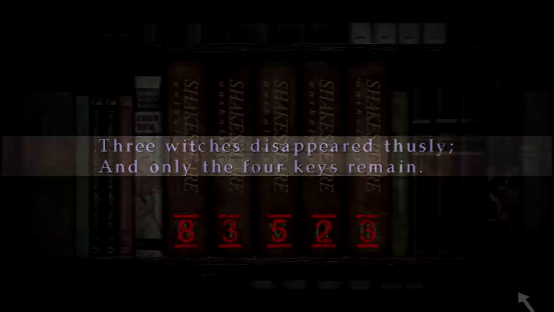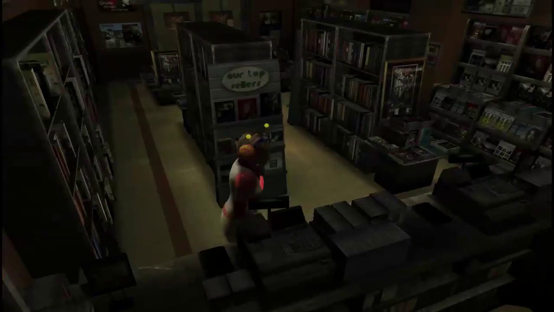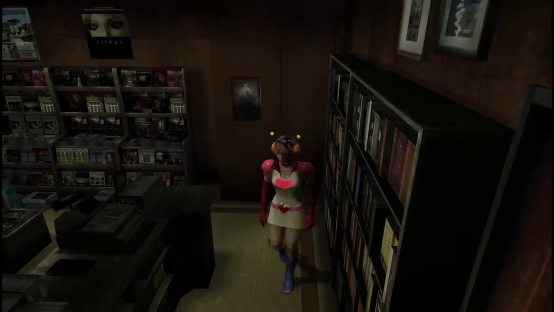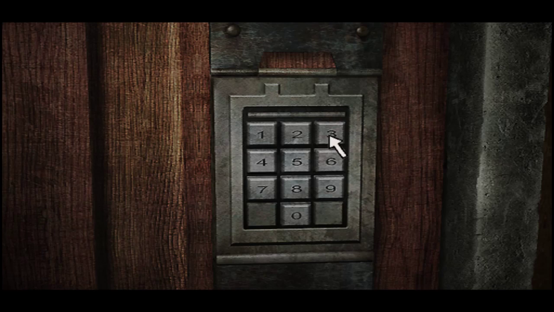The last one, 3 witches disappeared thusly, and only the 4 keys remain. In Macbeth, a trio of witches appear as minor characters, and if you know that, and you know that they disappear, you know that you have to skip number 3, which is at the end of the sequence, which makes the final code 8352.